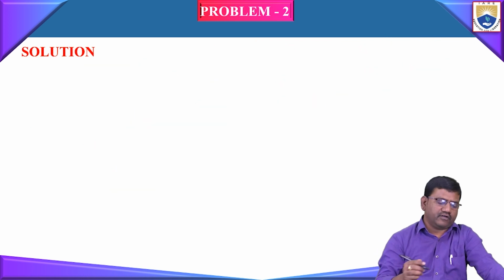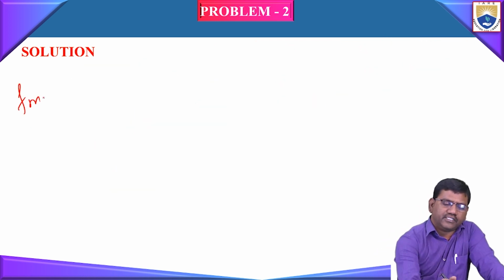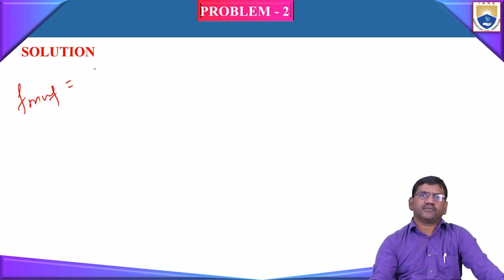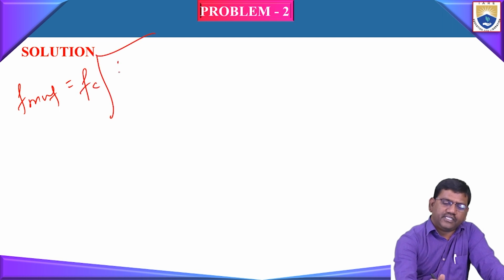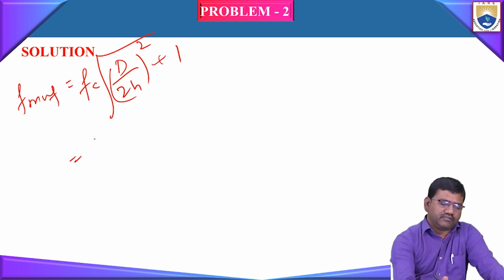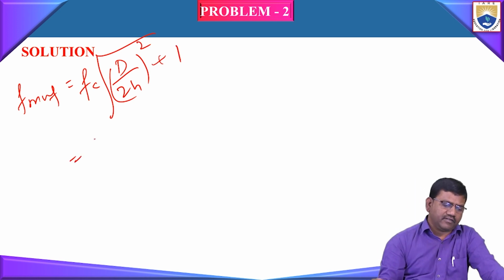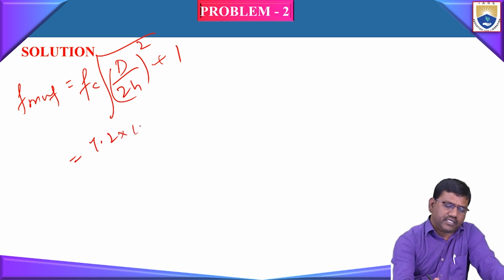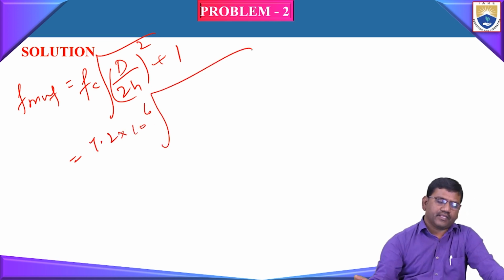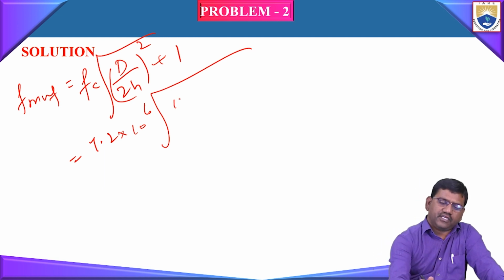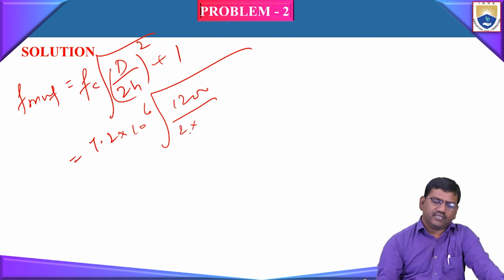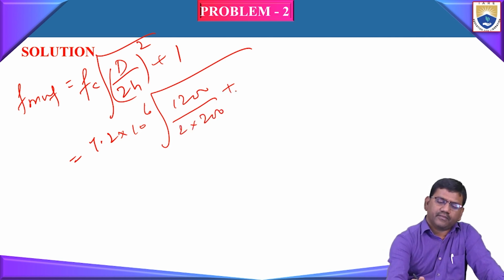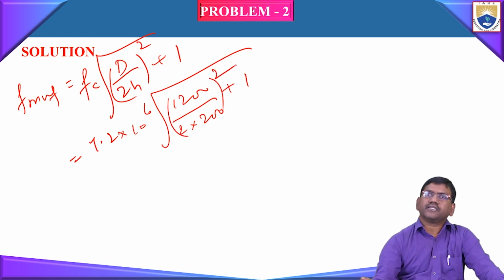So here we are going to again use the same equation. There is a relationship between the MUF, that is the maximum usable frequency, and the critical frequency. It is given by F MUF is equal to Fc into root of (D by 2H) whole square plus 1. So this is equal to, what is the critical frequency here? The critical frequency is given as 7.2 into 10 power 6 into root of D. The distance is given as 1200 by 2 into, what is the value of height here? 2 into 200, plus 1. This is whole square here.